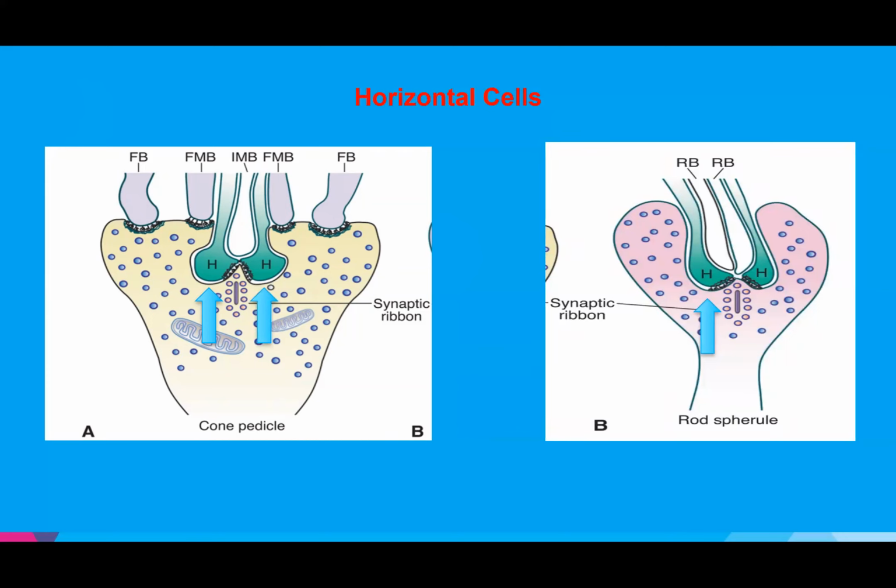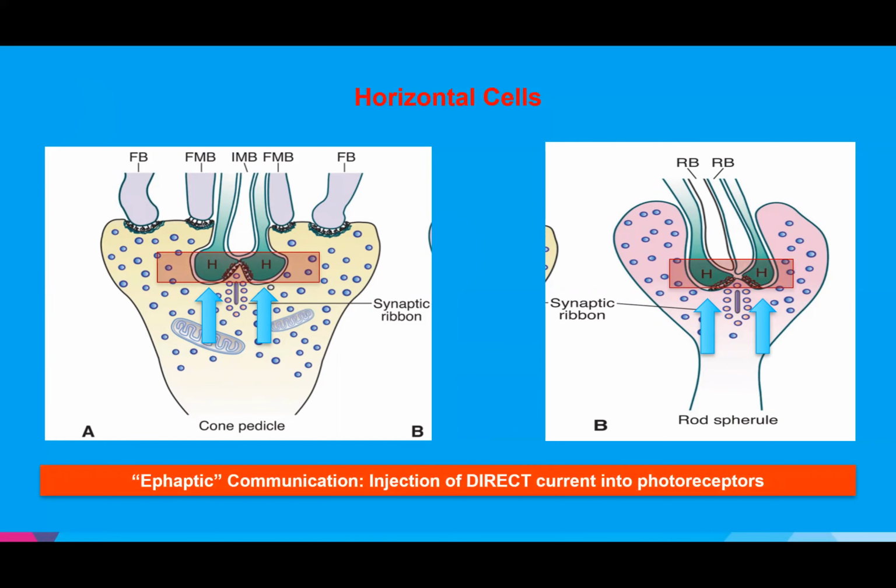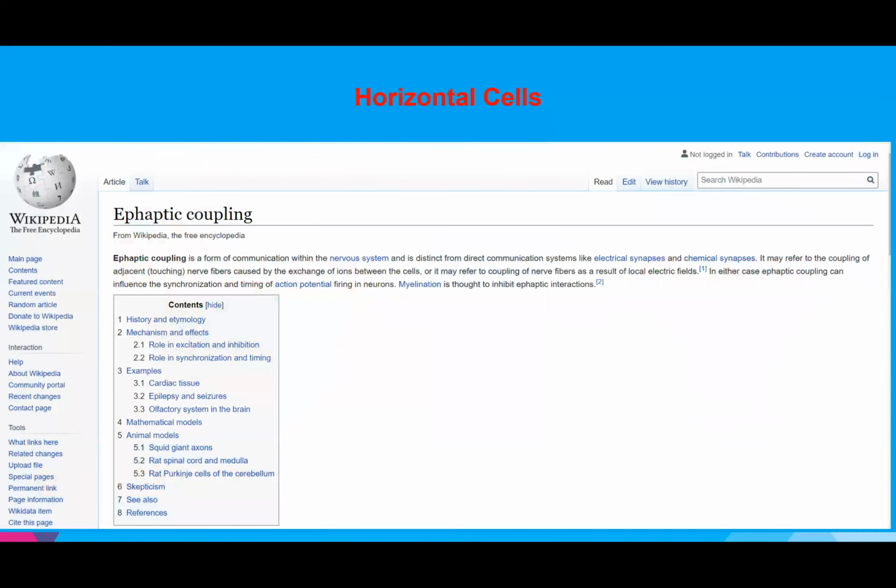Now, why is this the case? Why is it that this horizontal cell gets this weird special placement? Okay, and that's the question you should always be asking yourself. Then you say, well, the reason why is because the way the horizontal cell does its communication with the other photoreceptors is through something called haptic communication, which is literally to inject direct current into the photoreceptors themselves. Okay, so here's something called haptic coupling, and I'm just showing you this from Wikipedia. Just know it's a way to actually communicate.